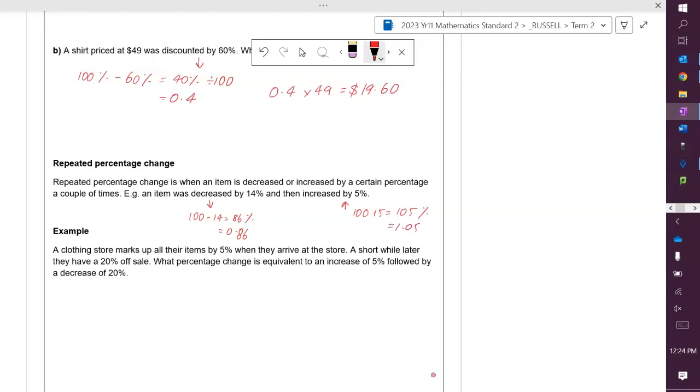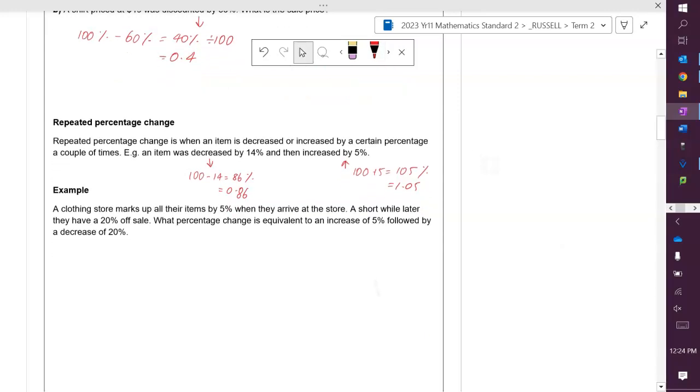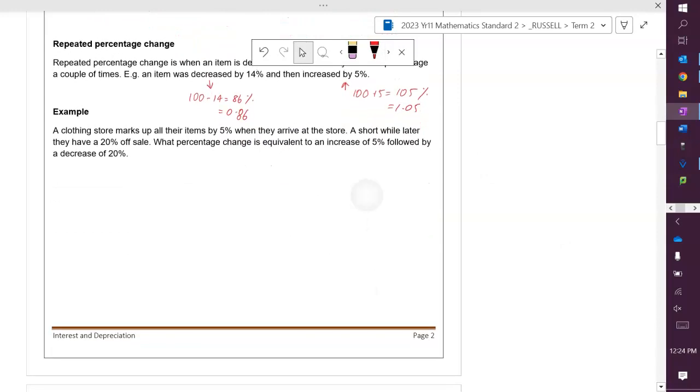And then we put all of that together and we work it all out, and we'll look at that in our next example. So a clothing store marks up all of their items by 5% when they arrive at the store, and a short while later they have a 20% off sale. What percentage change is equivalent to an increase of 5% followed by a decrease of 20%?